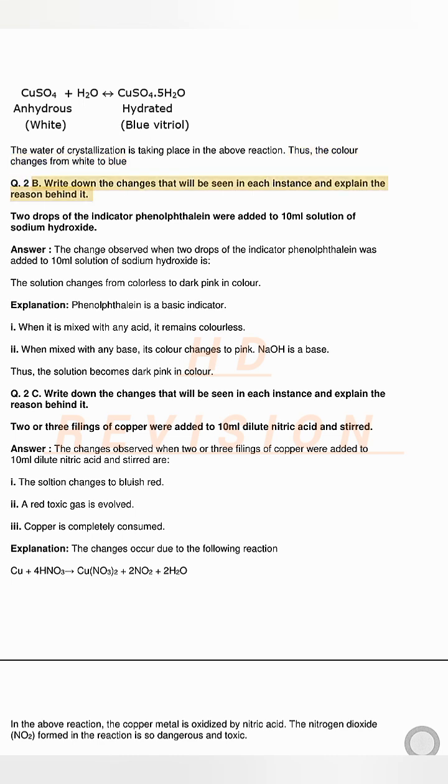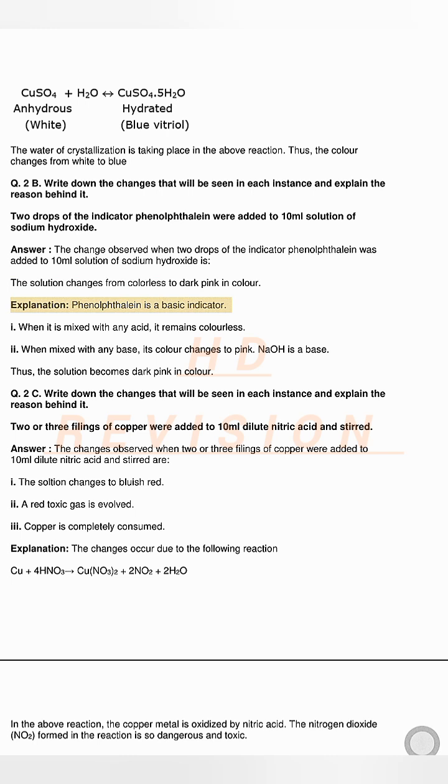Q2. B. Write down the changes that will be seen in each instance and explain the reason behind it. 2 drops of the indicator phenolphthalein were added to 10 ml solution of sodium hydroxide. Answer. The change observed is: the solution changes from colorless to dark pink in color.